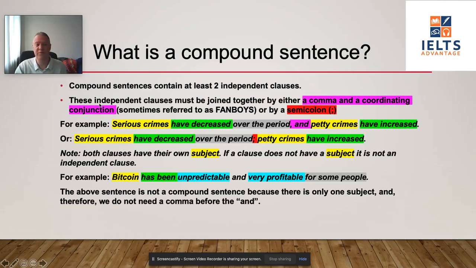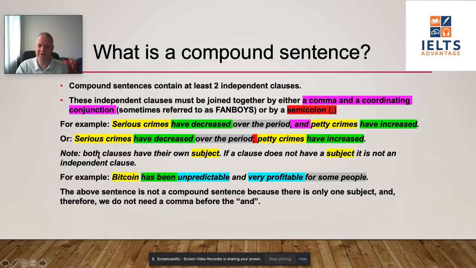We can use a comma and a coordinating conjunction, and these conjunctions, as I said, are sometimes referred to as fanboys, or a semicolon. So here, instead of this, we could have the semicolon here, so it replaces the comma and, or we could just keep them as simple sentences and put a full stop and that would also work, but obviously it wouldn't be a compound sentence then if you put a full stop in the middle.